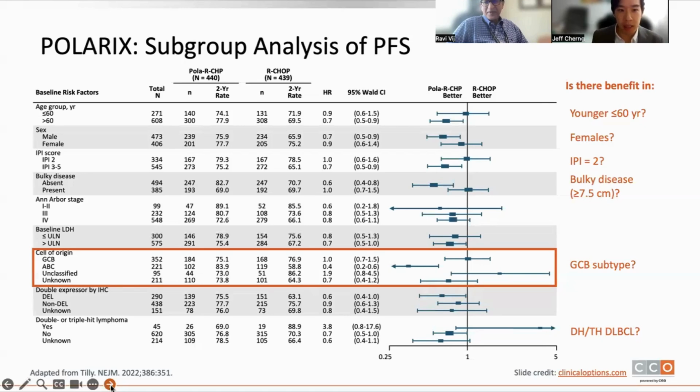In my practice, probably half of patients are GCB subtype, though I would say a fraction of these are double hit because that does tend to happen a little bit more in the GCB subtype. Maybe a third to 40% are non-GCB, and then there are some patients that are unclassifiable.